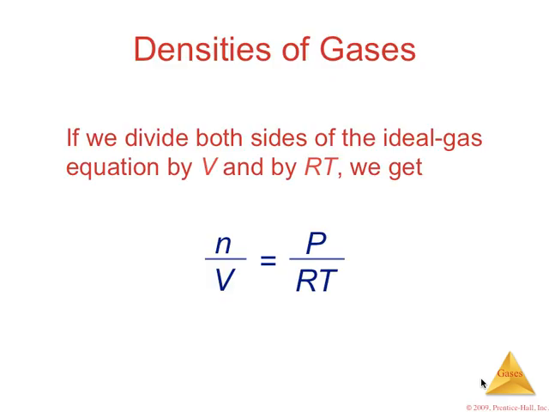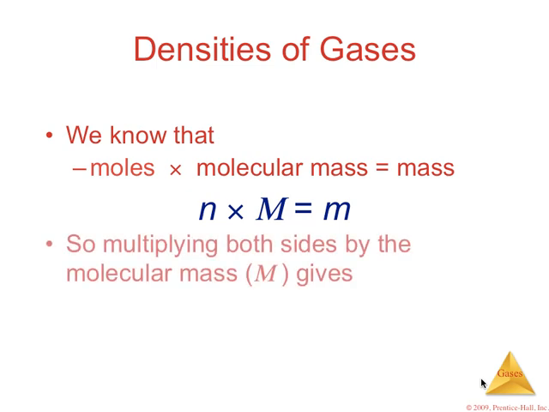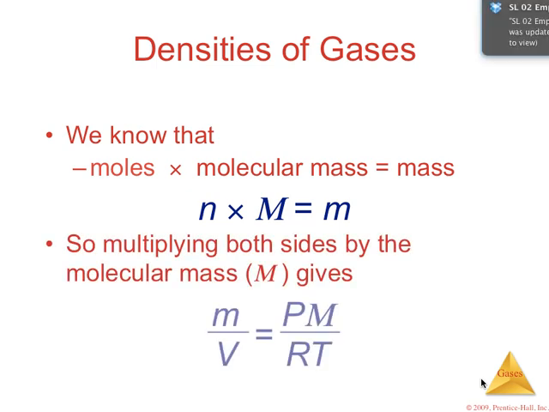Let's see how we can manipulate the sides of the ideal gas law to come up with different quantities. If we divide both sides of the ideal gas equation by V and by RT, we get n over V is equal to P divided by RT. Well, what do we know about n? We know that the number of moles multiplied by the molecular mass gives me the mass. So if we multiply both sides of the equation by the molecular mass, I get mass over volume of the gas is equal to the pressure times the molecular mass over RT.